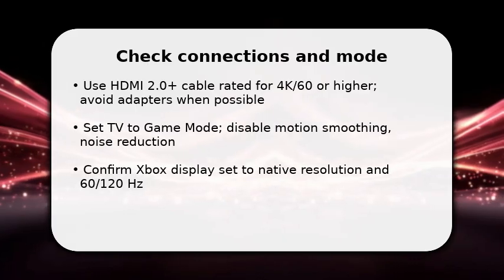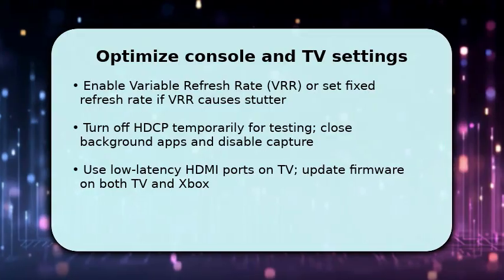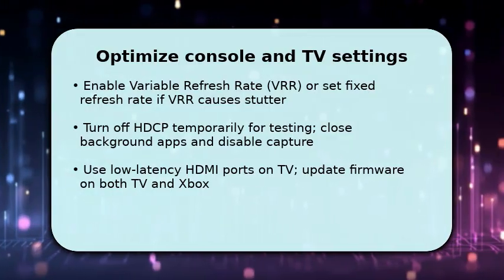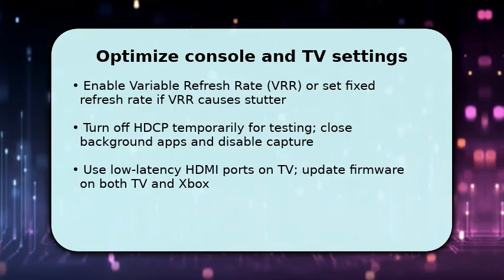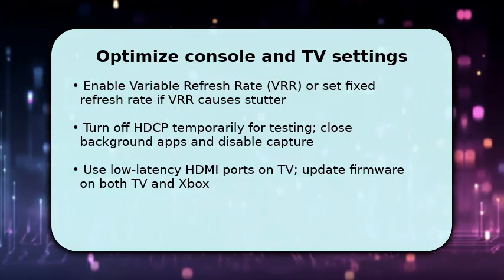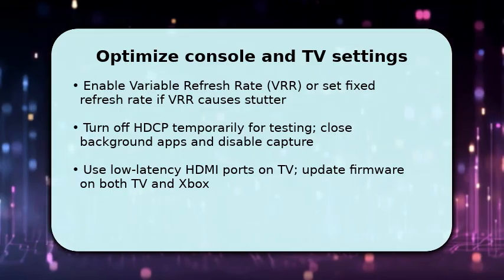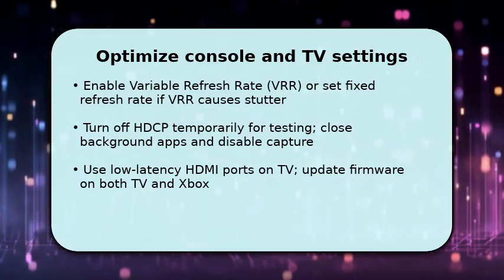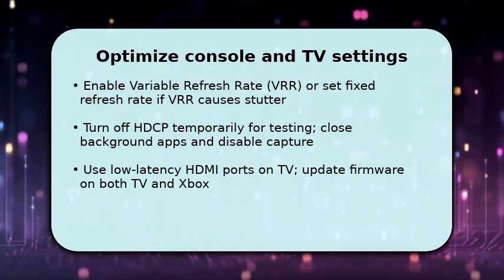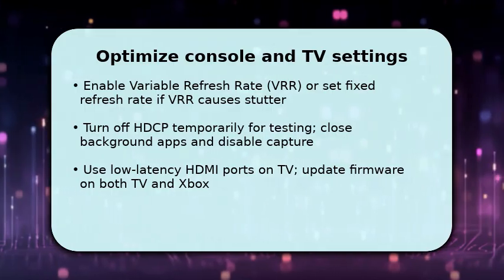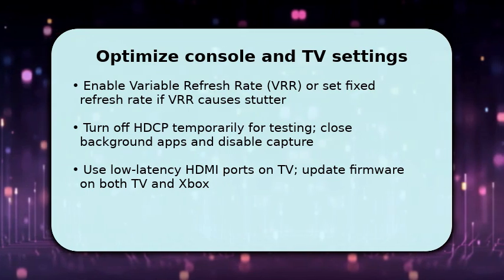Next, fine-tune behavior between the console and the TV so frames arrive smoothly. Turn on VRR if both devices support it. If it introduces stutter, set a fixed refresh rate that matches game output. Temporarily disable HDCP to rule out overhead from capture streams and close background apps on the Xbox to free processing. Use the TV's labeled low latency or game HDMI port and update firmware on both devices. Manufacturers often reduce latency in updates.